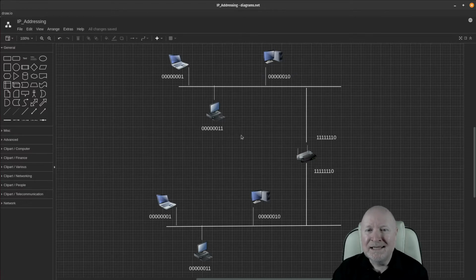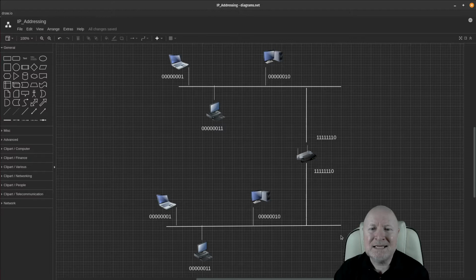But the point is, in this particular case, the numbers are the same. There's nothing unique to distinguish these numbers. So if this desktop here, for example, wants to communicate with this laptop, how on earth does it know the difference between that laptop there and that laptop there? They've got exactly the same identifier, if you will, with the same device from its perspective.